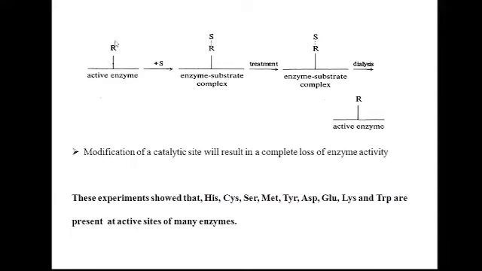So you have the R group at the active site of the enzyme. You are saturating it with the substrate. So the R group now binds with the substrate, and now we are treating it with the particular chemical. So in presence of the substrate, the chemical treatment cannot modify the R group because it is already bound to the substrate.